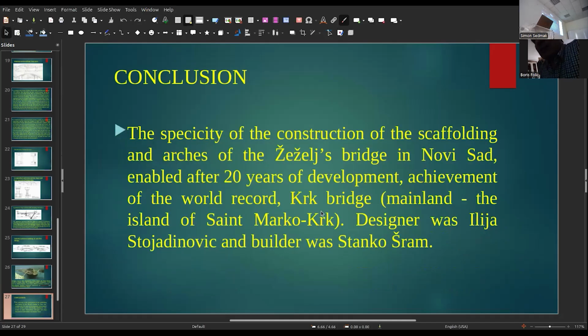Conclusion: the specificity of construction of the scaffolding and arch of the Žeželj bridge in Novi Sad enabled, after 20 years of development, the achievement of the world record Krk Bridge, mainland to the island of Saint Marko, Krk. The designer was Ilija Stojadinović and the builder was Stanko Šam.